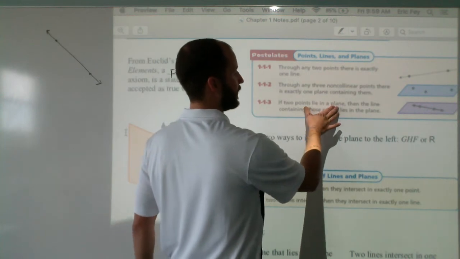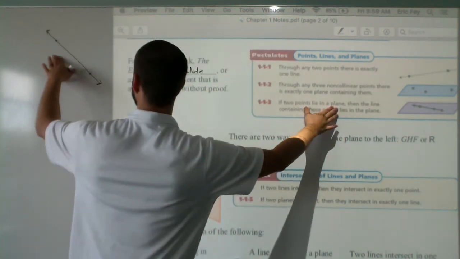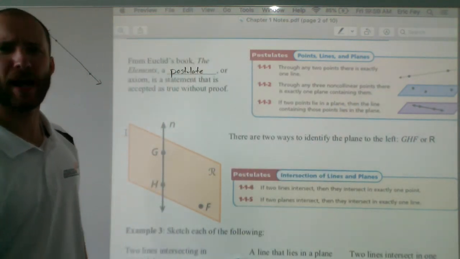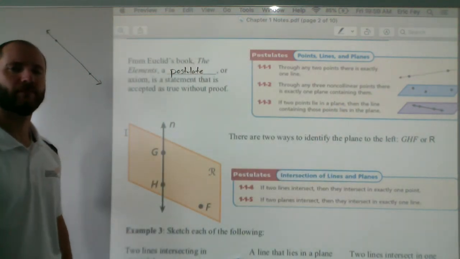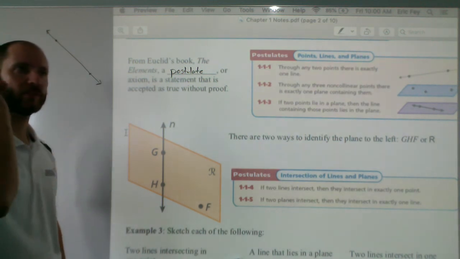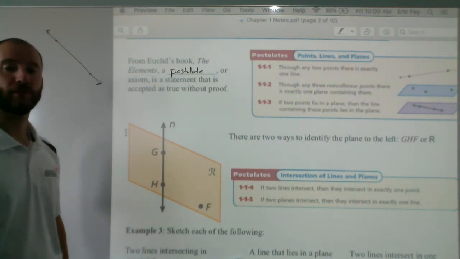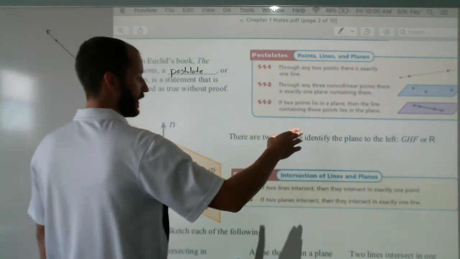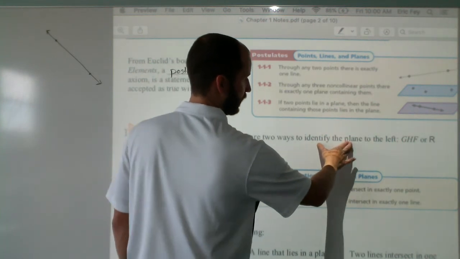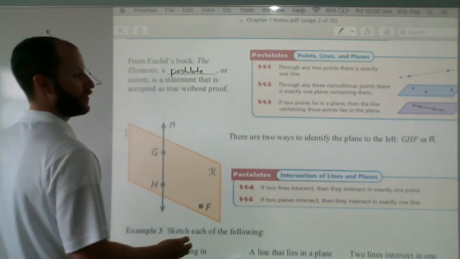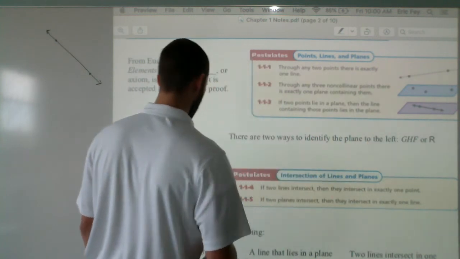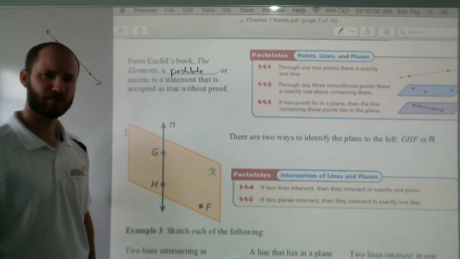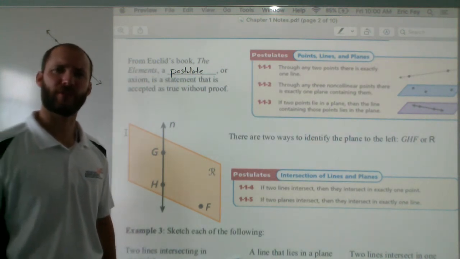And if 2 points lie in a plane, then the line that contains them is also in that plane. It's kind of a transitive property thing. Well, you got 2 points in a plane. Any 2 points have exactly 1 line. Well, if the 2 points are in the plane, I guess the line is in the plane also. I already kind of spoke about this. 2 ways to identify the plane to the left. GHF, although I'll usually put the word plane out in front there, or an italicized cursive capital R. Usually we just use the 3 points.